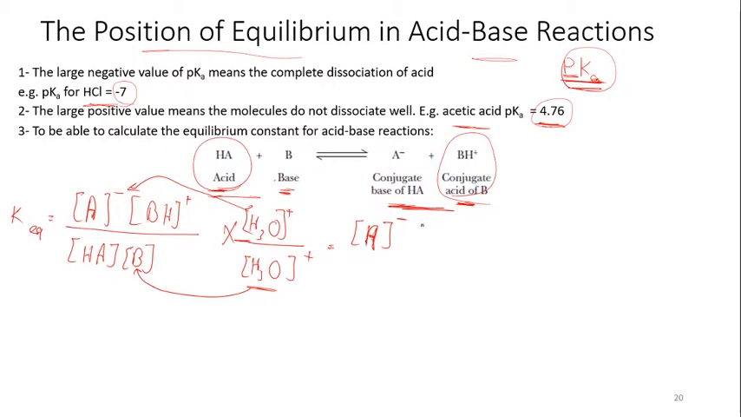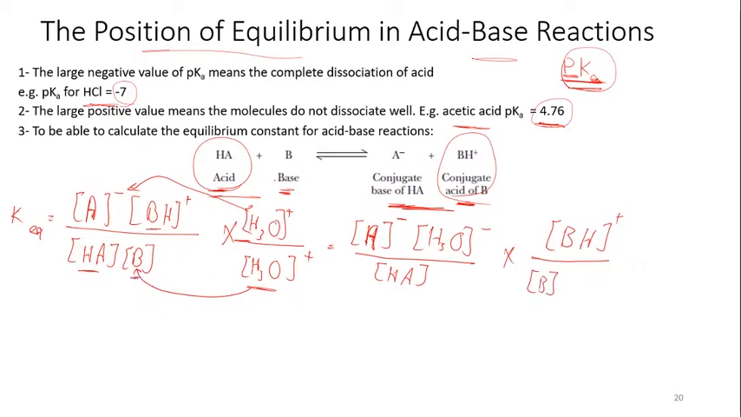A minus multiplied by my hydronium ion over, I will leave this part on that side, and I multiply it here. I will take that side alone. My conjugate acid, and in the denominator I will take my base multiplied by the hydronium ion.